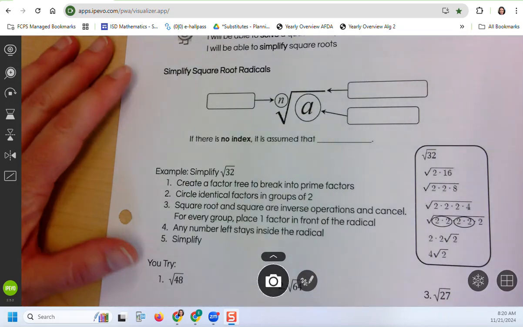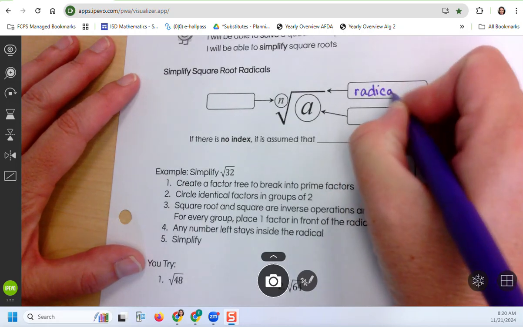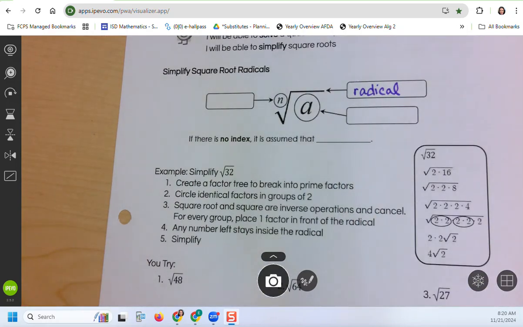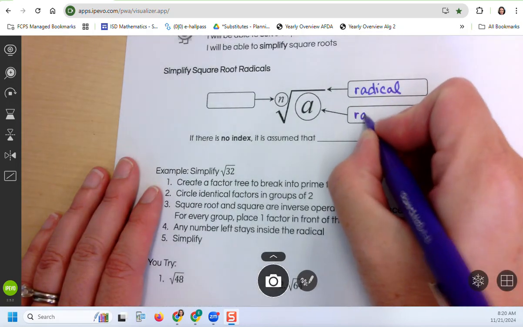So you know that this is a radical. Sometimes you call it a square root, but the thing is, it's only a square root when the index is 2. This one has a name too. It's called the radicand.